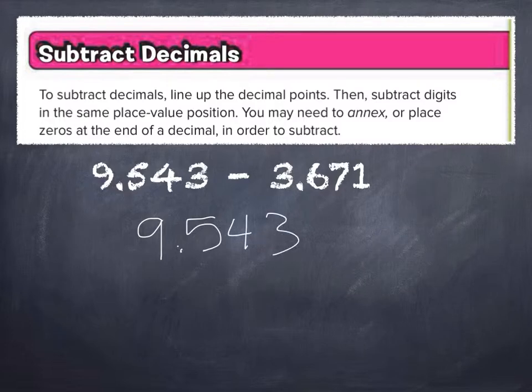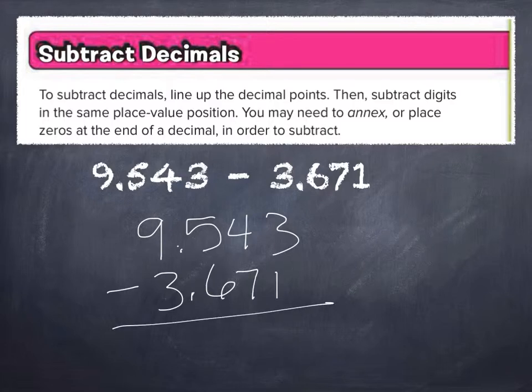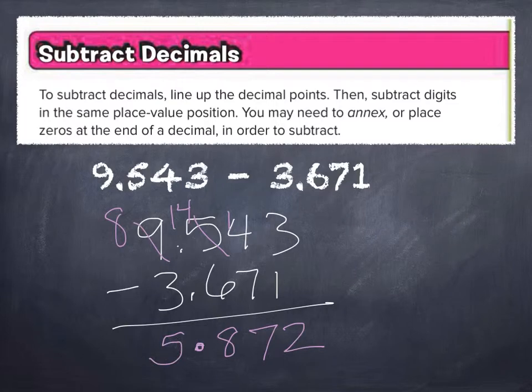So 9 and 543 thousandths minus 3 and 671 thousandths. When I subtract those, 3 minus 1 is 2. I can't subtract 7 from 4, so I have to come over here and borrow. So 14 minus 7 now is 7. 4 minus 6 is not possible, so I have to borrow or regroup. 14 minus 6 is 8. Bring down my decimal, and then 8 minus 3 is 5. So 5 and 872 thousandths is my answer for that.